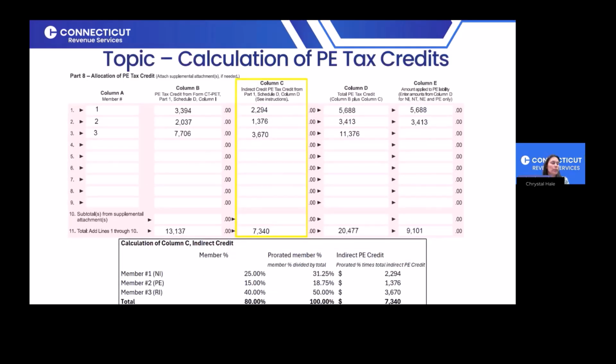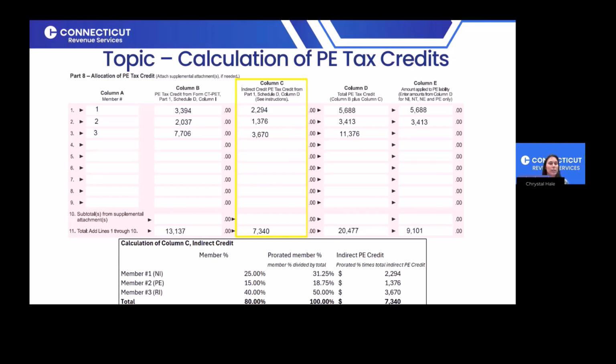Right, so we've determined our Connecticut source income. Now let's allocate the PE tax credits that we've determined from our Form CTPET that we just completed, and also the indirect credits. So the question has come up as to, if I receive an indirect credit and not all of my members are taxable, how do I allocate that percentage? As you can see below, there is a calculation to prorate that indirect credit to the members who are entitled to it. So in this example, our C corporation member number 4 is excluded from this calculation.